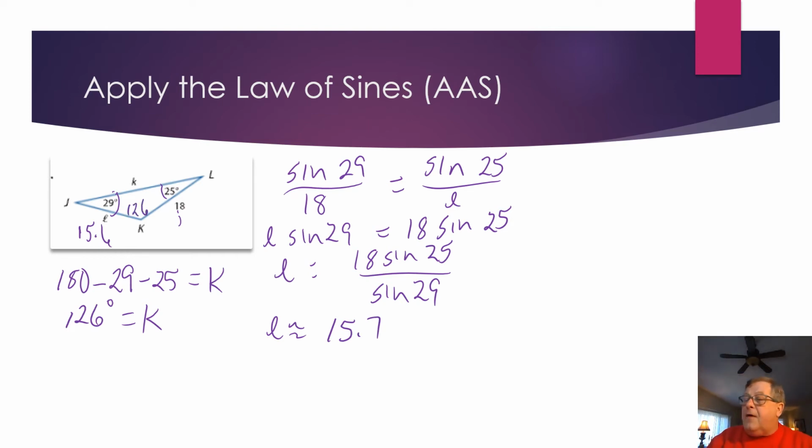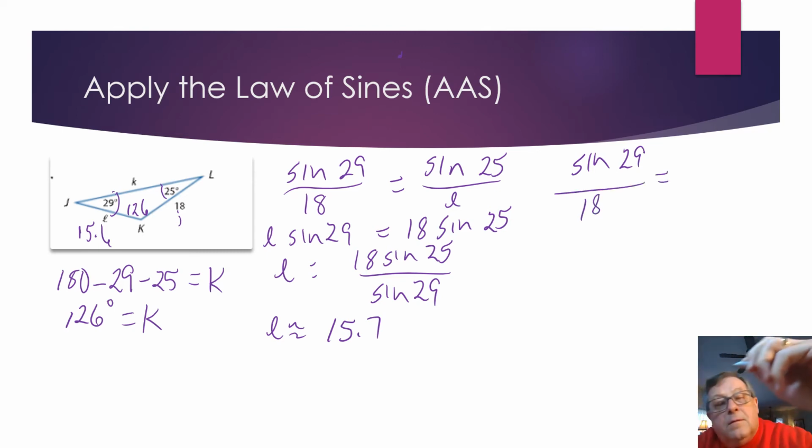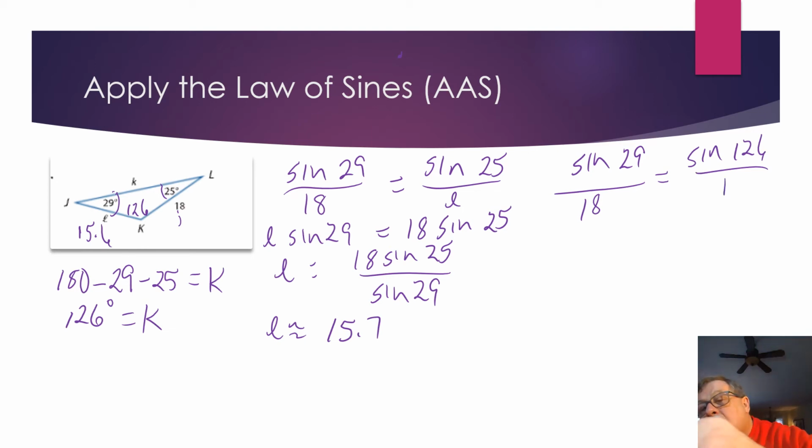All right, I still got to find the measure of side K. That's opposite the angle of K, which is 126. And remember again, I was given angle J and side J. So I'm going to set my ratio up again as the sine of angle J, which was 29, over side J, which was 18, sticking with what I've been given. And now I've got the sine of K, which we've determined is 126, over side K. And again, we're just cross multiplying.